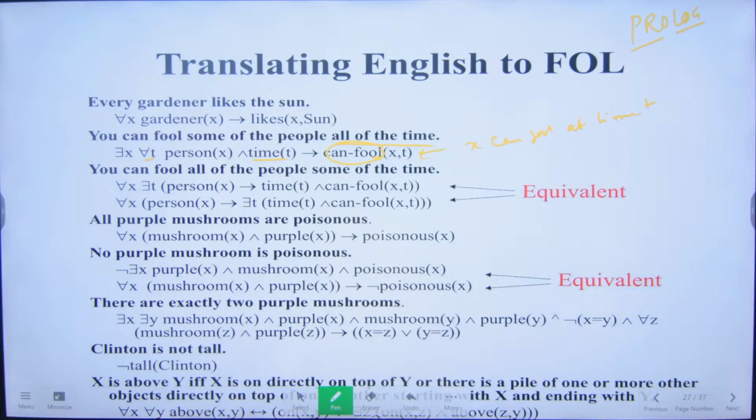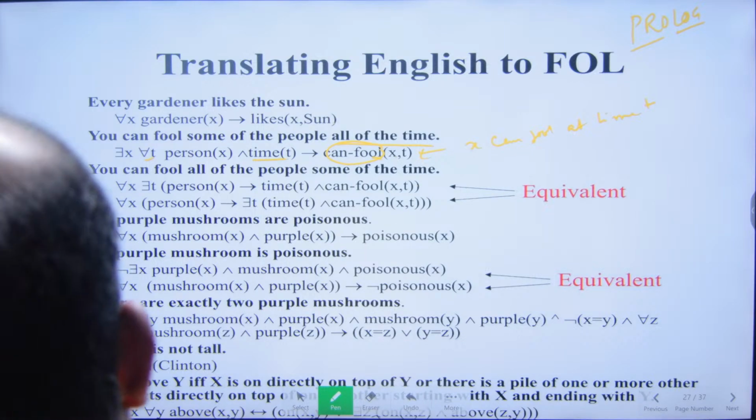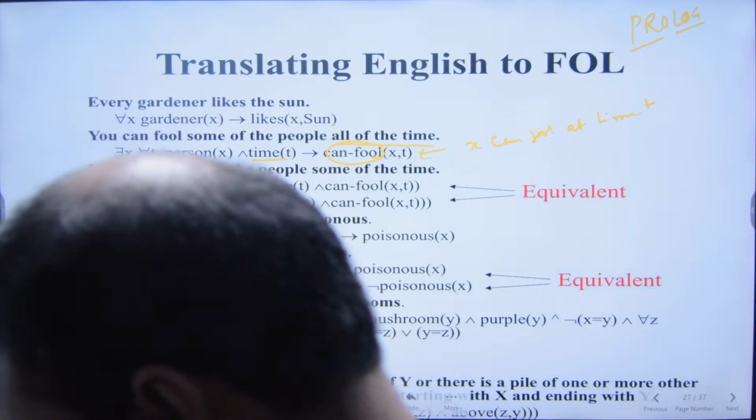So you have to bind it here with x, then only it is clear that the person is x, or the people is x. If it is, and there exists a time, then you can fool all the people some of the time. Yes, some of the time. So this is also one representation. It is correct.